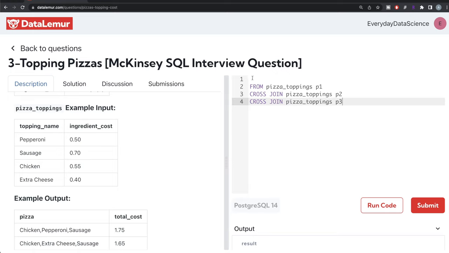And let me just write return everything. It is going to return what we are thinking, that basically the three different versions of this.